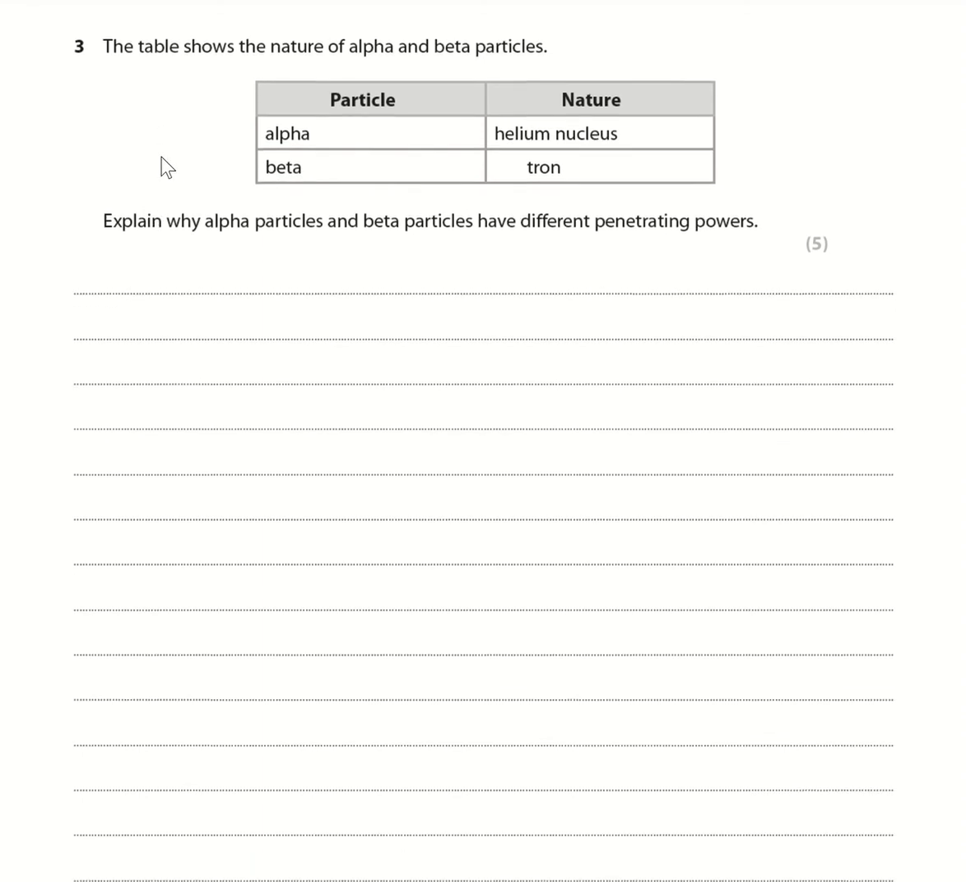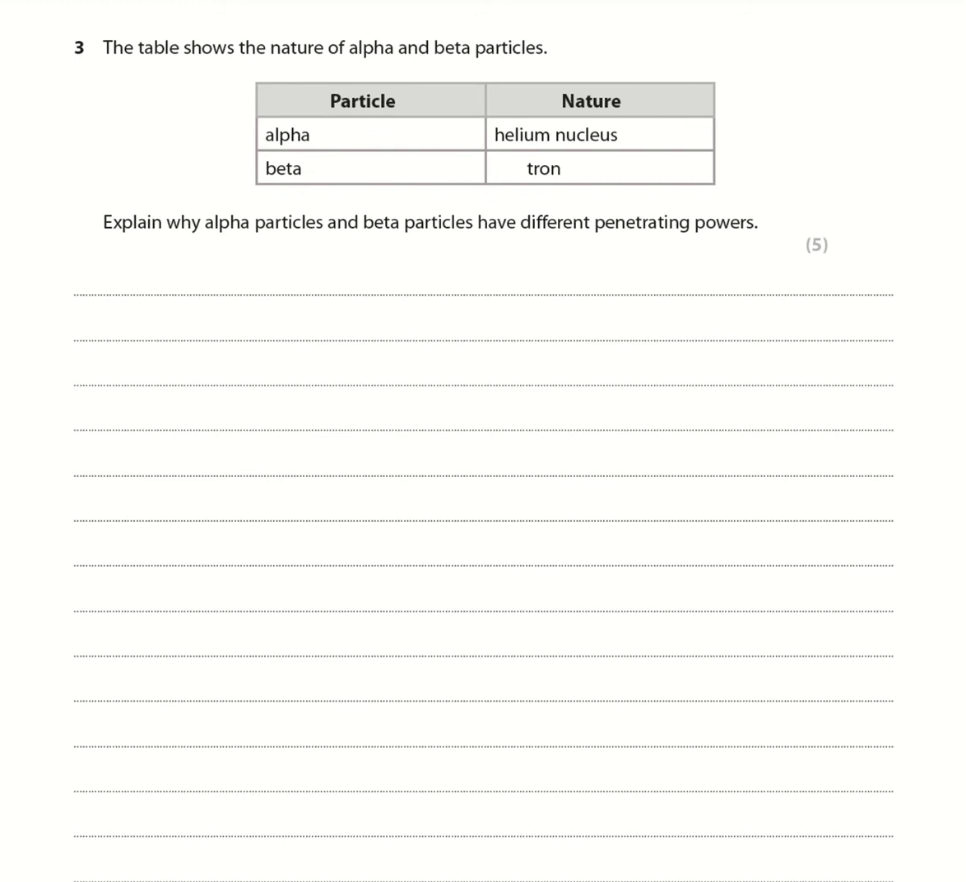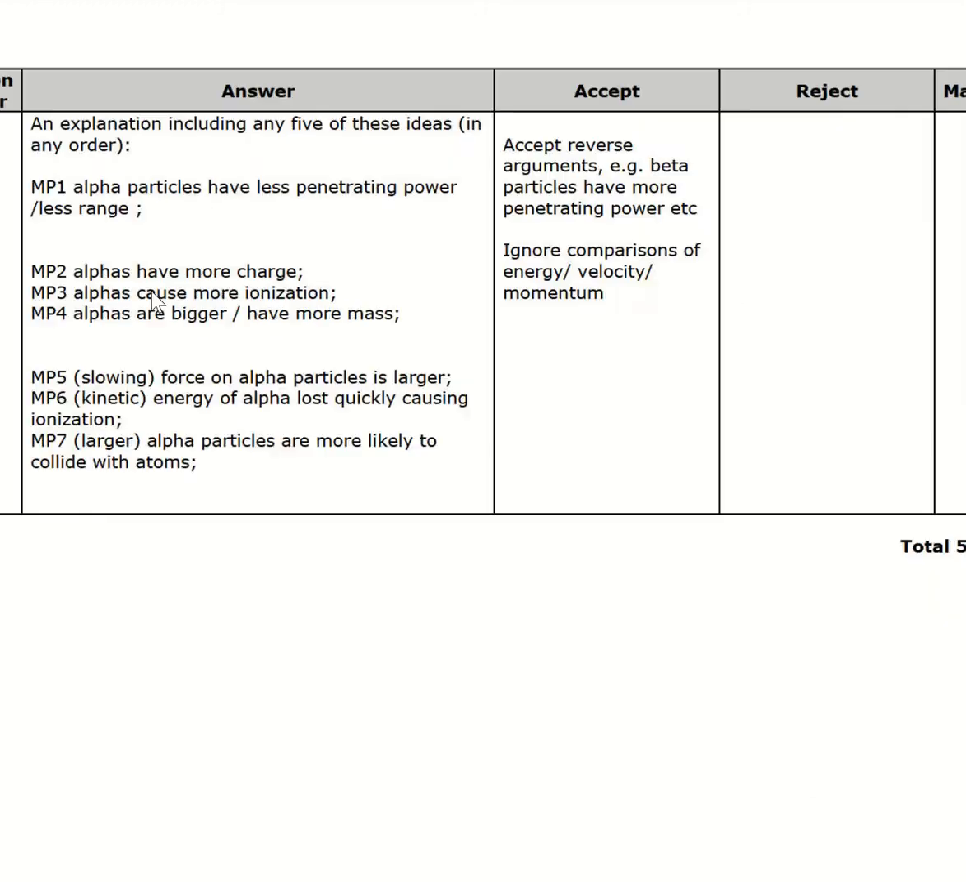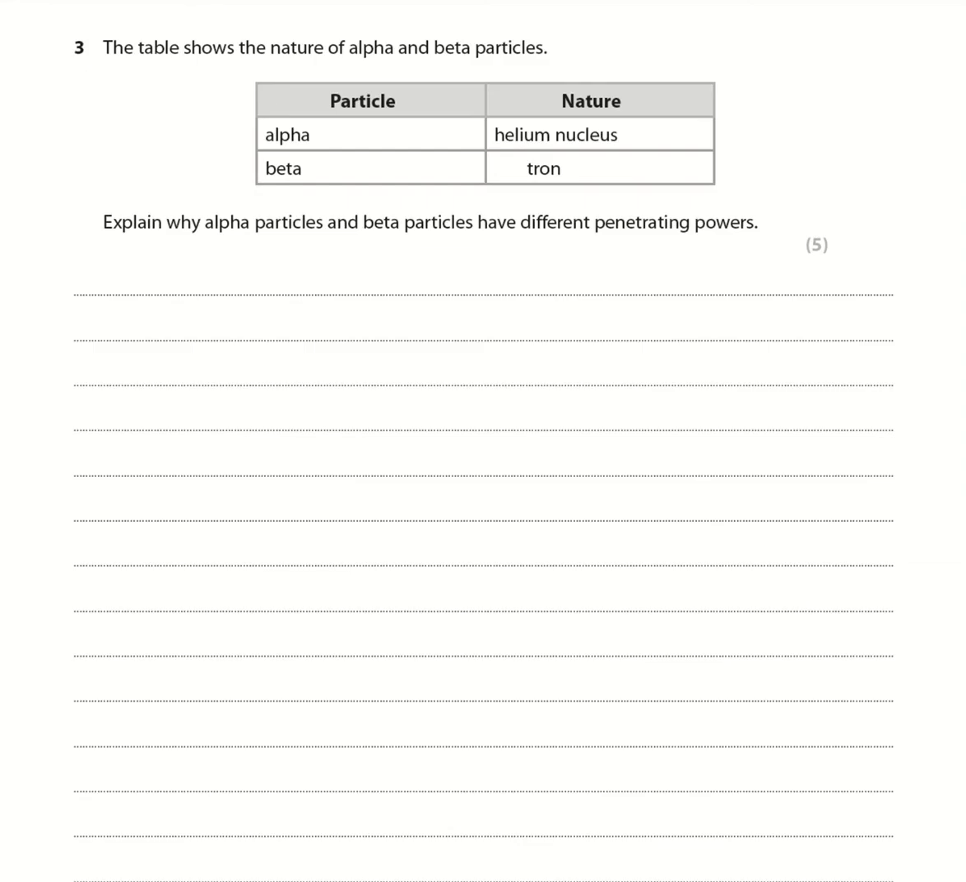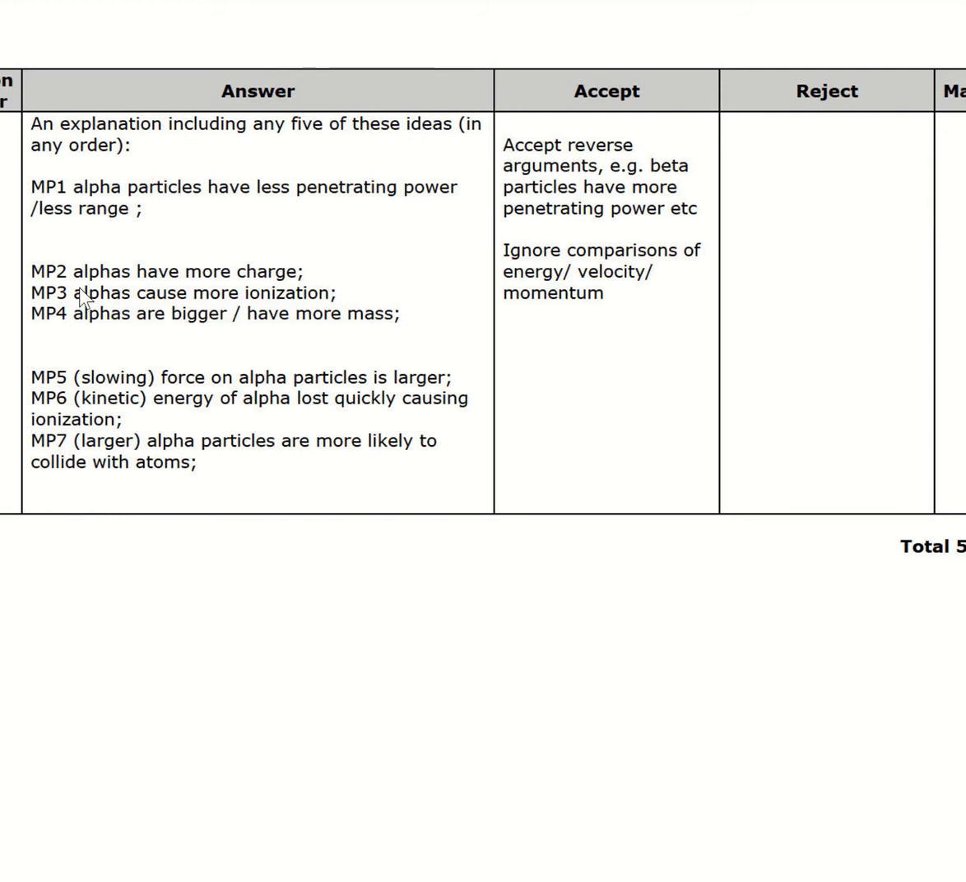Explain why beta and alpha particles have different penetrating powers. An explanation including any 5 of these. Alpha particles have less penetrating power. That could be one. Point 2: they have more charge, and they can cause more ionization. They are bigger and have more mass.